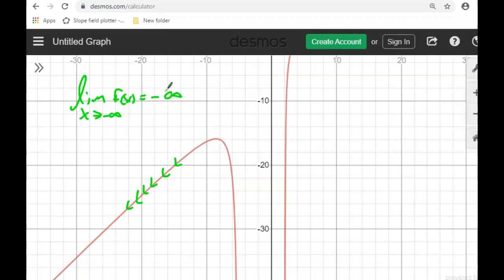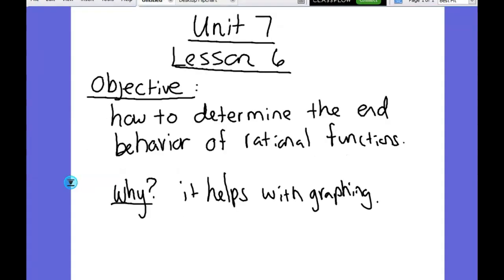So that's what we mean by the end behavior of rational functions. End behavior is something you need to know about, what it looks like and how to find it, if you're going to be graphing rational expressions, which is exactly what we're going to be doing today. So before I do that, though, I want to review a couple of things with you guys.